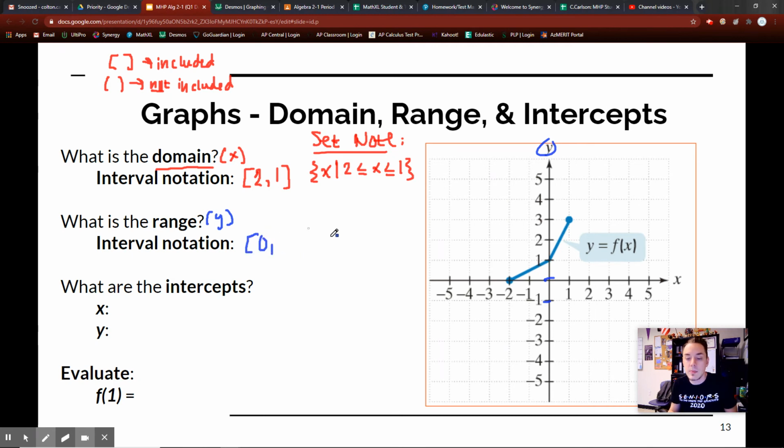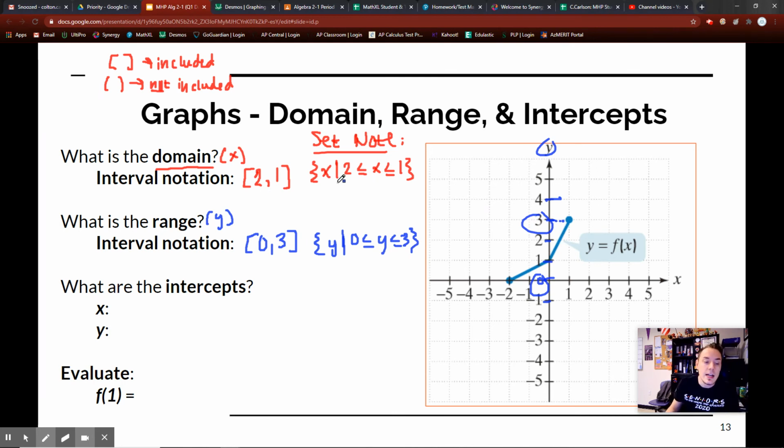0. Why do I use brackets? Because it's included. Where does it stop existing? It still exists there, still exists there, and stops existing there. So what's the last number here? 3. So right here, from 0 to 3, is where my graph exists. For set notation, it looks something like this: the set of all y's such that y is between 0 and 3. Again, I'm not going to do set notation that much because I don't think Math Excel asks for it.